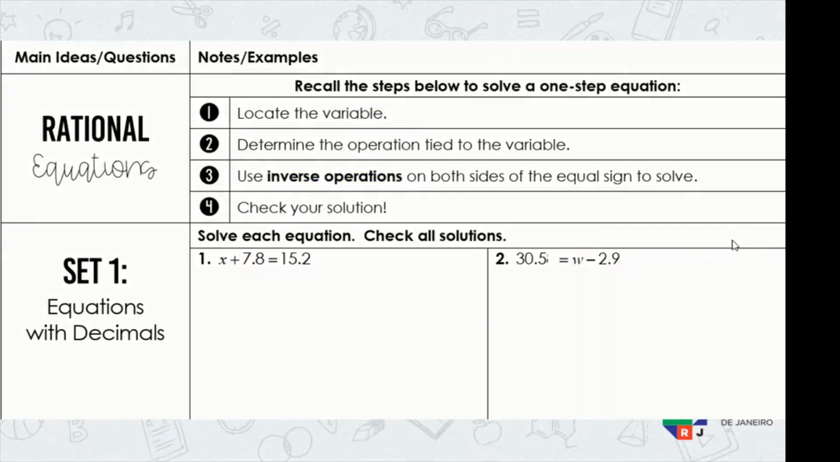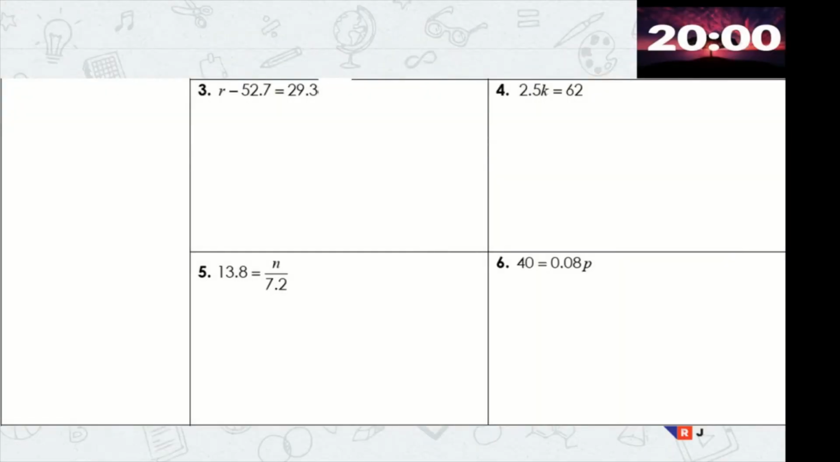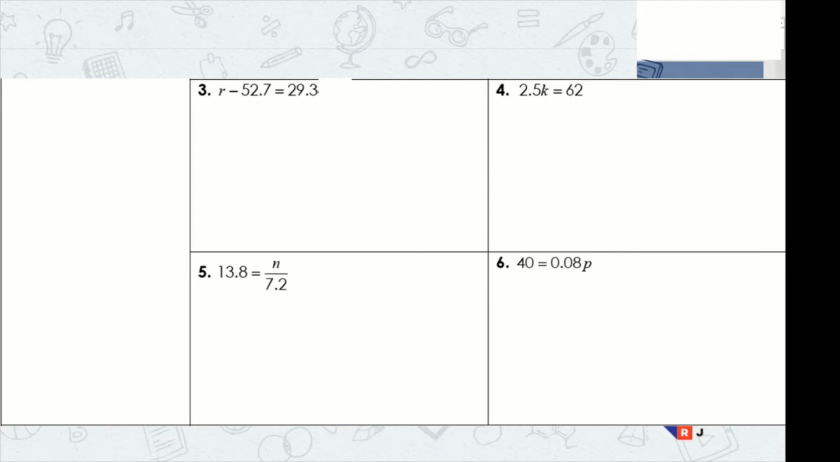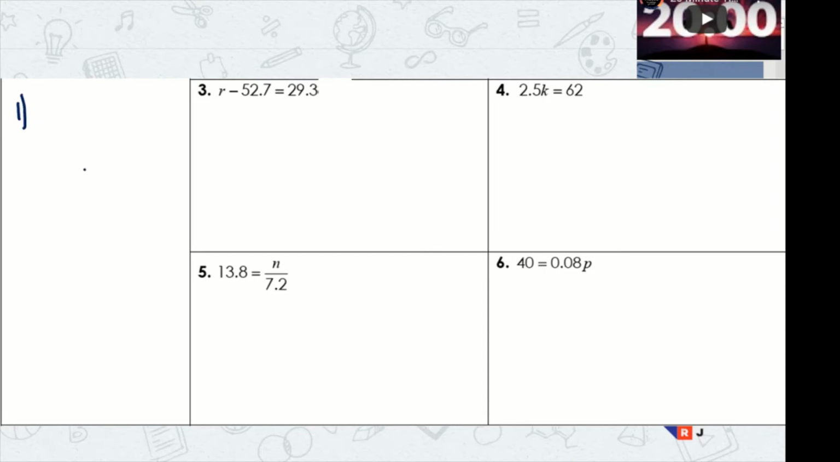What I have to do right now, guys, I want you to solve those exercises. I will write here the steps just for you to remember. If you forgot, here are the steps. Step number one, it is, what do I need to do? Yeah, locate the variable. Just write the variable here.